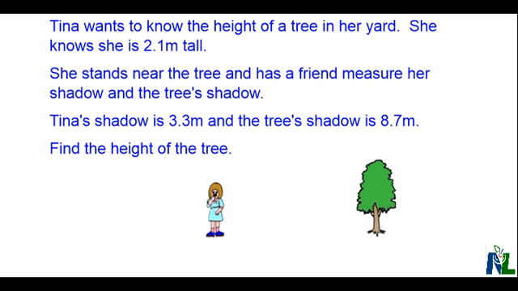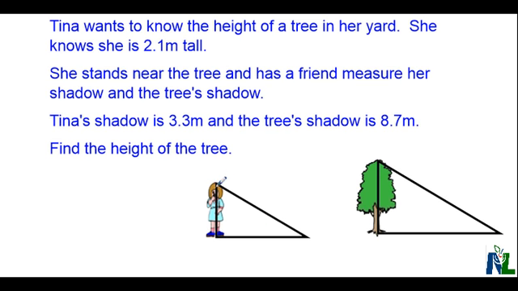So first of all, we need to actually create some triangles. Here I have Tina, and I have my tree, but I don't have a triangle in this picture yet. So we're going to create the triangle. One side of the triangles will be the height of Tina and the height of the tree. Another side of the triangle is the length of the shadow on the ground. So this is Tina's shadow on the ground, and this is the tree's shadow on the ground. And the third side of the triangles is formed by the sun's rays hitting Tina, and that's the path that it takes, and likewise with the tree. So we can just complete the triangle with that third side.